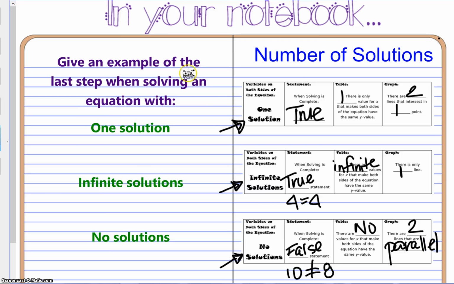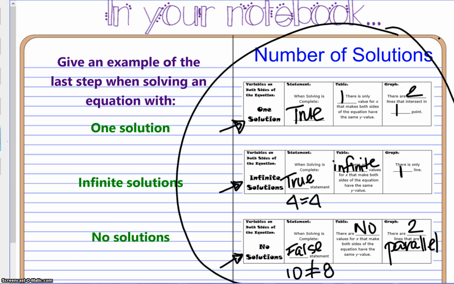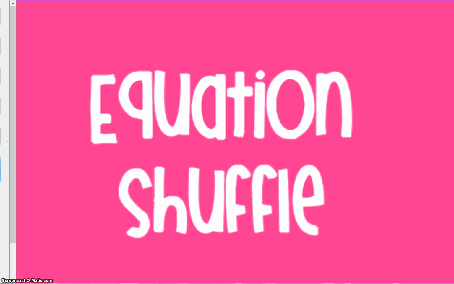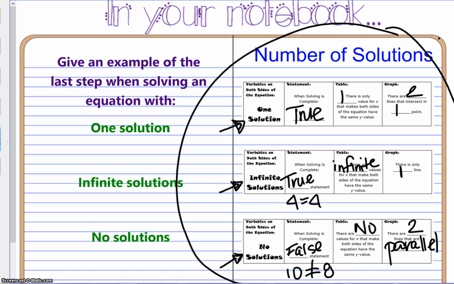Okay? You need to make sure that you have all of this written in your ISN after the examples we just did. That's it for the video today. Tomorrow we will be doing the equation shuffle. So make sure you come in ready to work some problems. Again, make sure you have the 3 examples written in your ISN, and make sure you have these 3 statements about these 3 solutions written in your ISN.